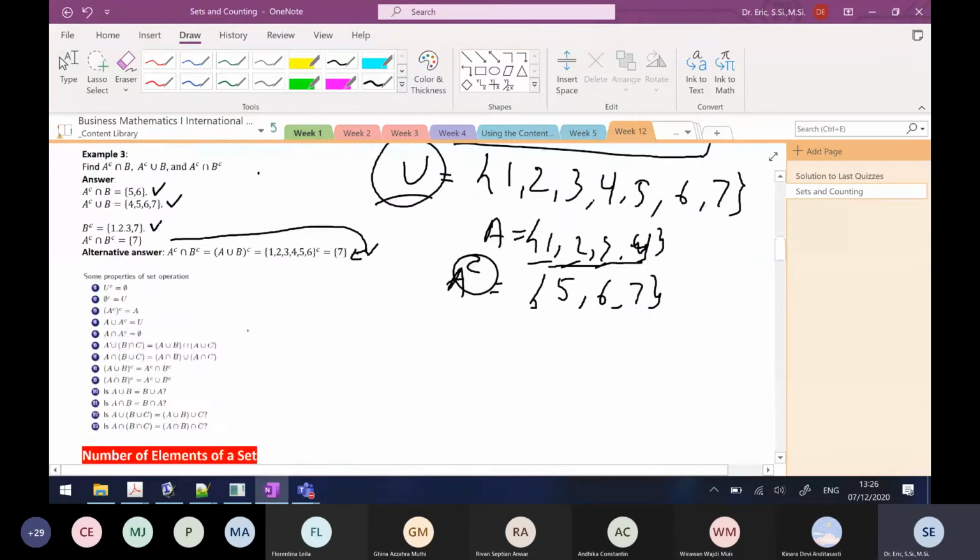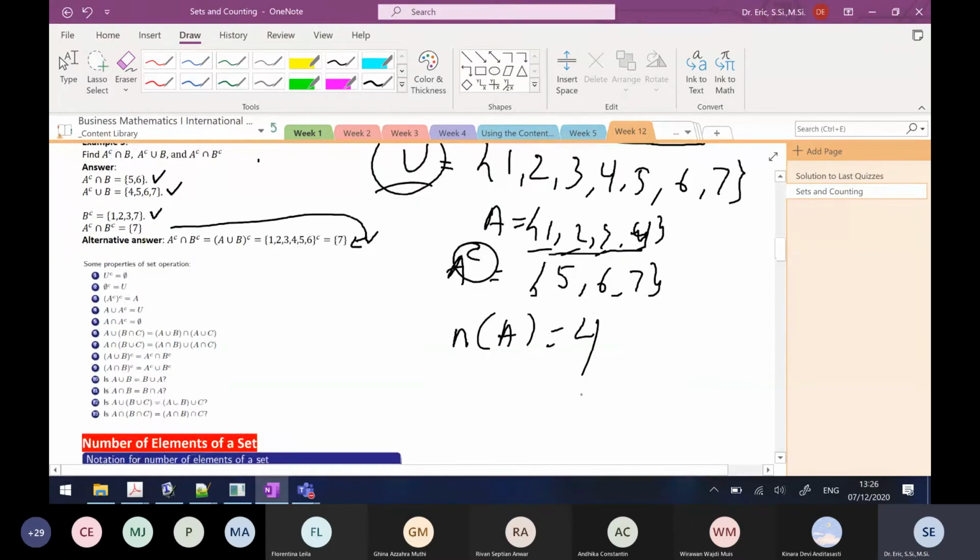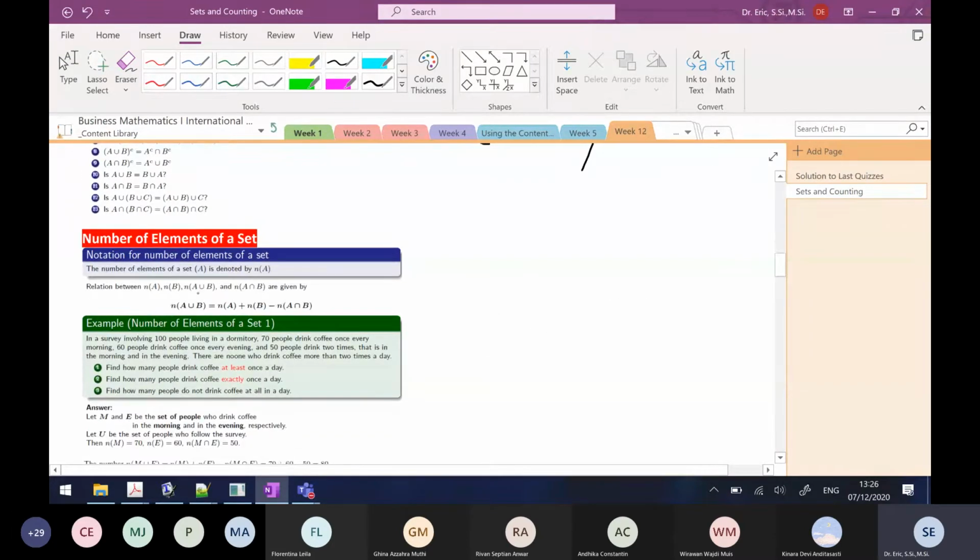Number of elements, very easy. So this one, A, contains 4 members. So the number of elements of A is 4. That's it. Very easy. Yeah, number of elements. And we have a relation for this. I have given it to you in this video. I can give you a quick version.